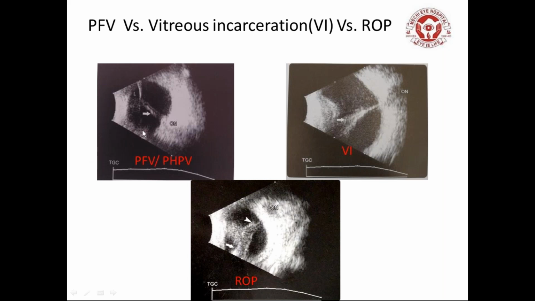And in vitreous incarceration, this is not a membrane. Actually, this happens after penetrating trauma. So this is the blood in the track of penetration. This membrane is nothing but blood from the other part of the eyeball. And in case of ROP, we get a closed funnel-shaped fibrous band, and there is a history of low birth weight.